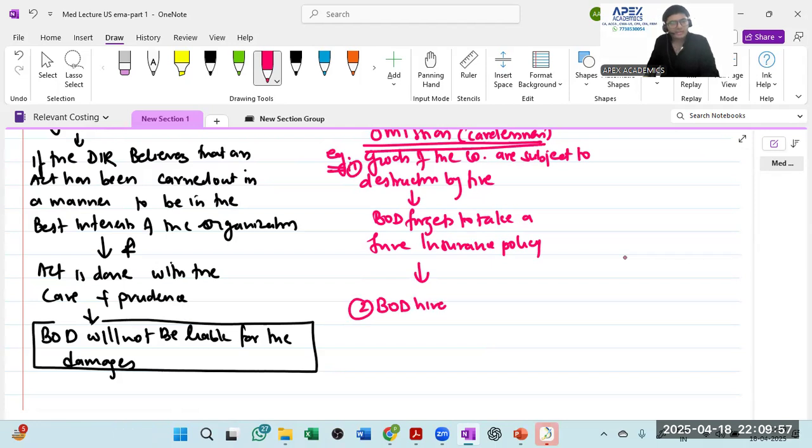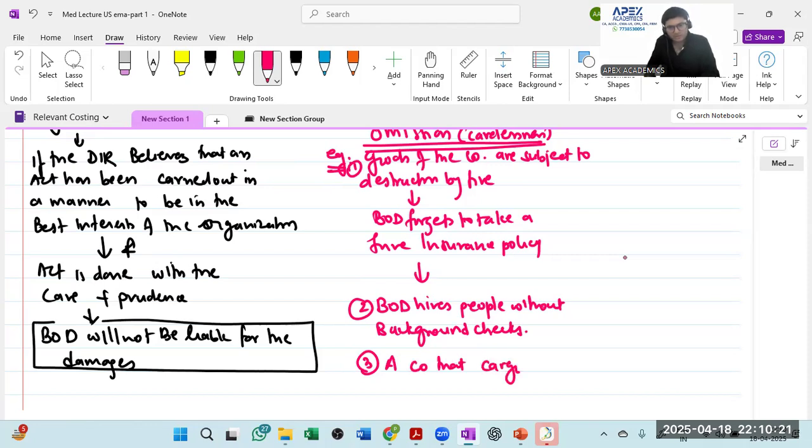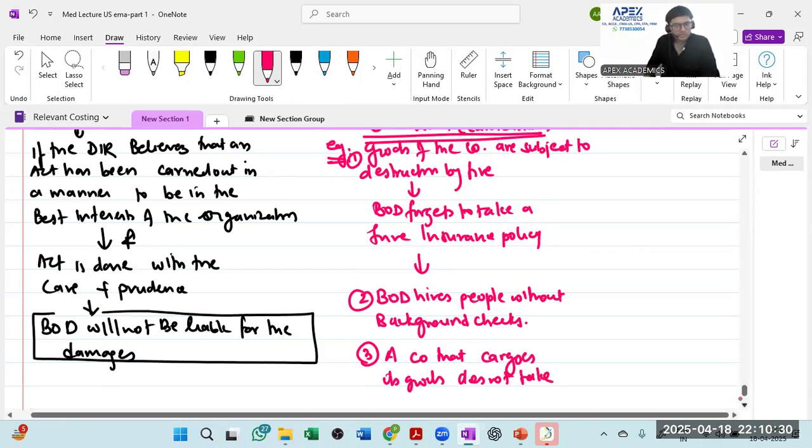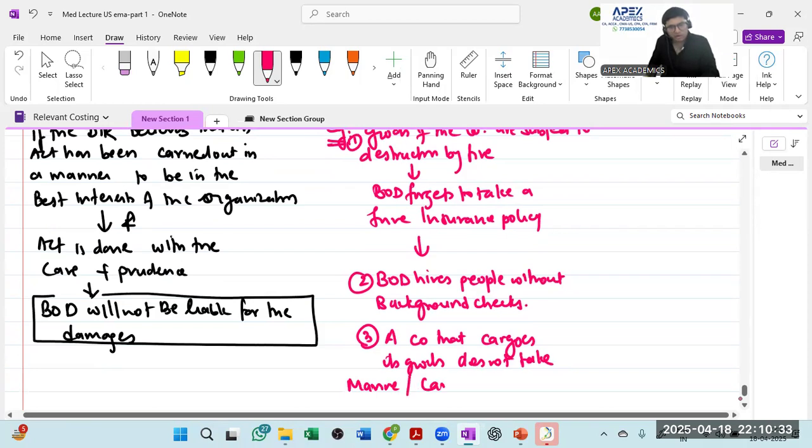Sir, the board of directors hires people without background checks. Sir, third, I can give you one more example. A company that cargoes its goods does not take marine or cargo insurance. So what are all these? This is nothing but stupidity, sir.